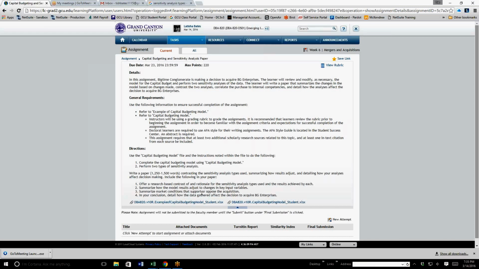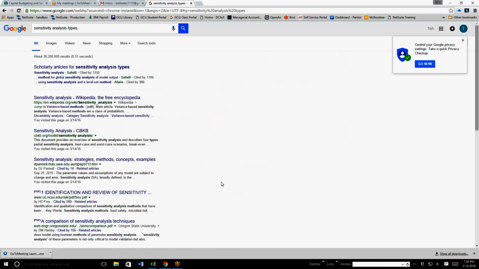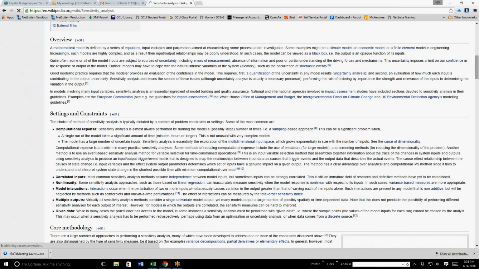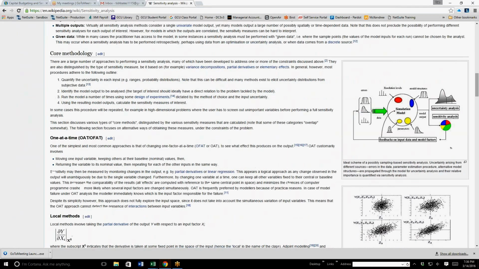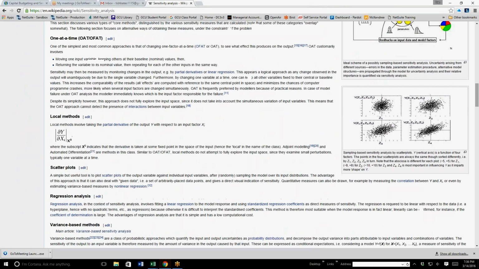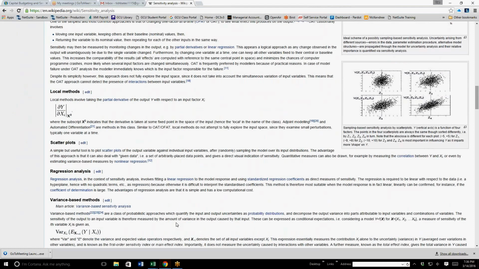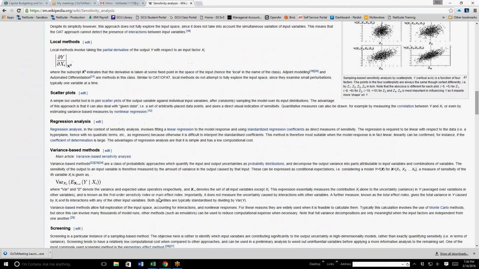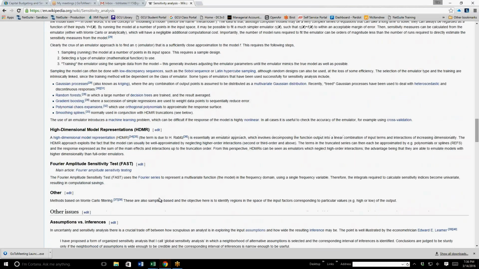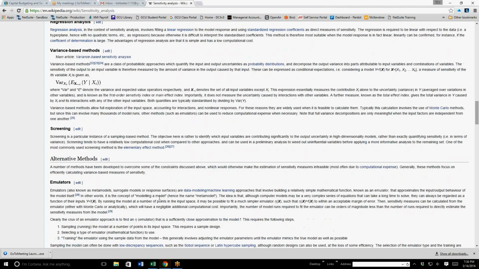Yeah. You're right, this is a doozy. I told you, I looked at it, I was like, oh my, this is not going to be good. But yeah, I hate Wikipedia, but sometimes it gives you some good stuff. Yeah. So, core methodology, like regression analysis, variance-based models, and there's another thing that says stuff about best and worst case scenarios. That's another type.